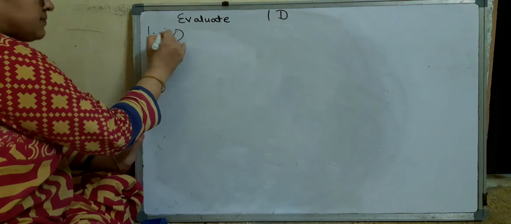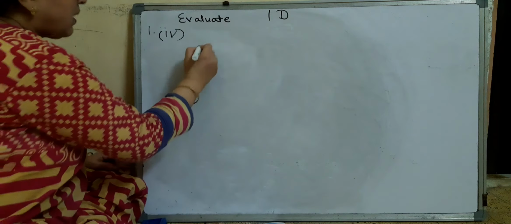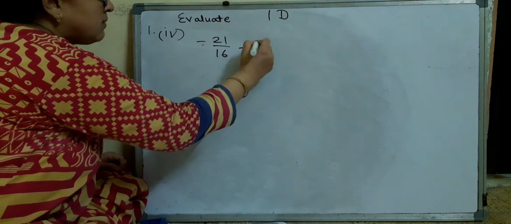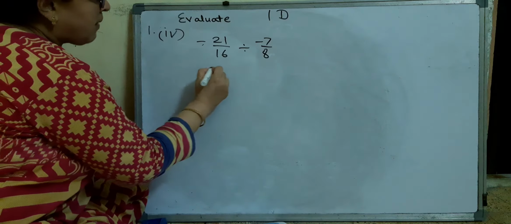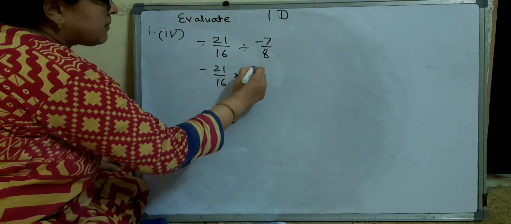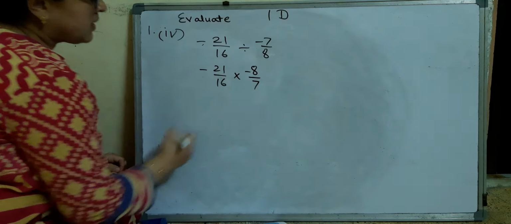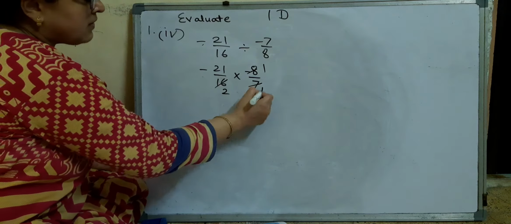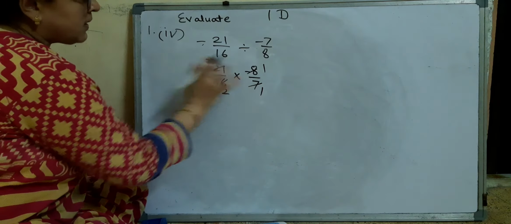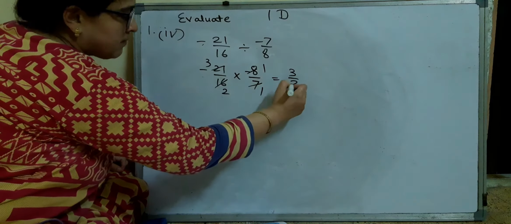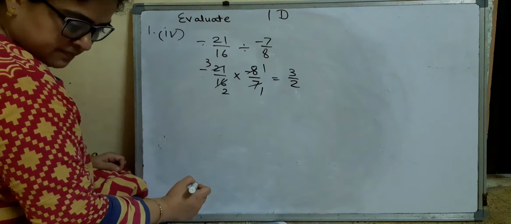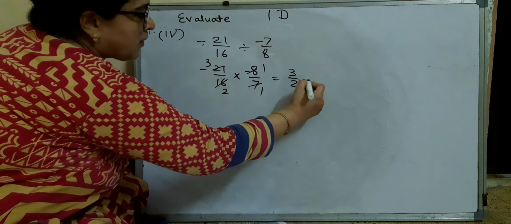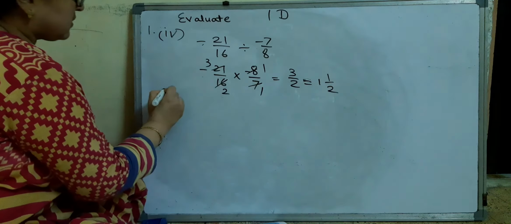Now fourth sum. Minus 21 upon 16 divided by minus 7 upon 8. Minus 21 upon 16 multiplied by minus 8 upon 7. Now we have to do the cutting down. 8 1s are 8, 8 2s are 16, 7 1s are 7, 7 3s are 21, and minus times minus is plus, so there is 3 upon 2. So the answer is, now it is an improper fraction, convert. 3 upon 2 is 1 1 upon 2, that is the answer.